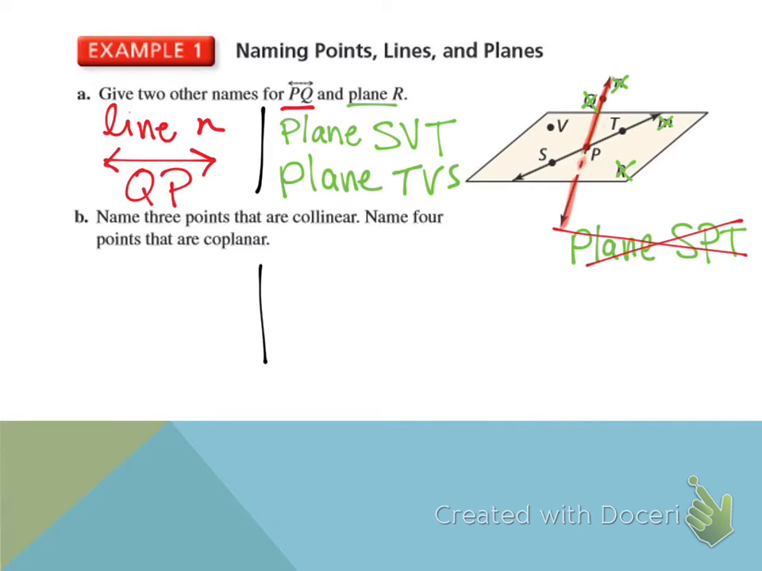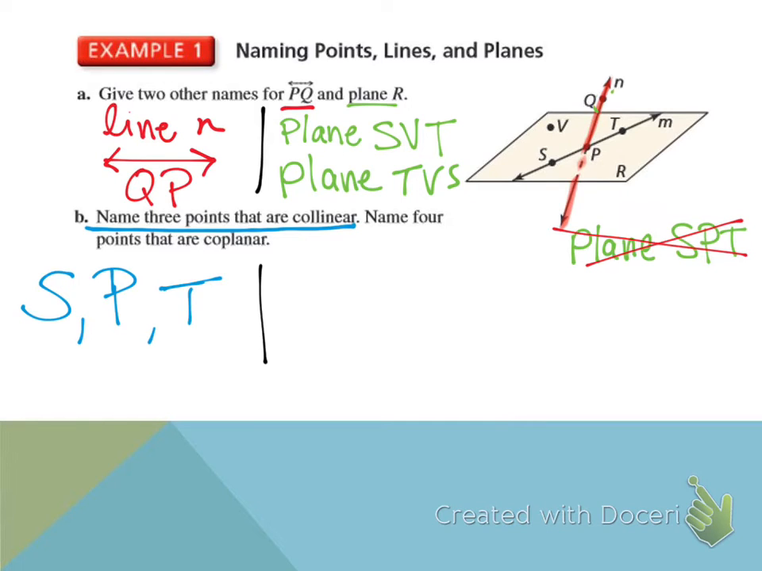All right, and then the next section, we're just listing some points. Name 3 points that are collinear. What does collinear mean? On the same line. So when you list something, think about English for a second. If you listed your favorite restaurants, what would you put in between each restaurant? A comma, right? So when we list points, you put a comma between them. So what 3 points are on the same line? S, comma, P, comma, T. That's it.